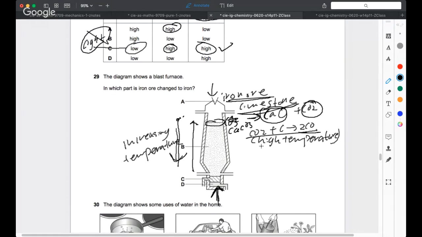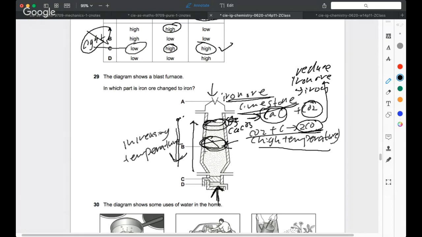And at very high temperature, the carbon dioxide will react with carbon to give you carbon monoxide. This will reduce your iron ore to iron. This can only happen at a high temperature, because in this part the temperature is not high enough. From somewhere here, the temperature is high, so the reduction will take place somewhere here. That's where the iron ore is changed to iron. So B gives you the right answer.